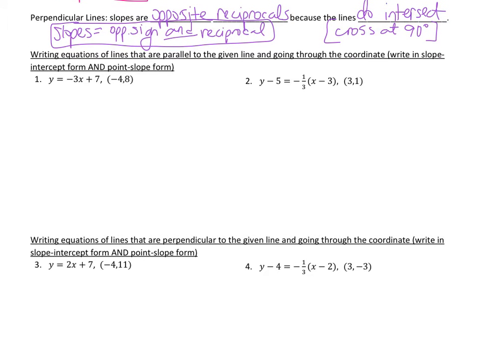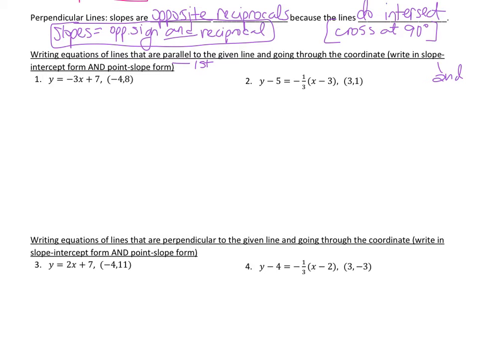When we write our equations of the lines that are parallel to this given line, we are going to go through the coordinate that is given as well. We're going to write it in slope-intercept form and point-slope form. So what you have to remember is that point-slope form will actually be first, and then writing it in slope-intercept form will actually be second.